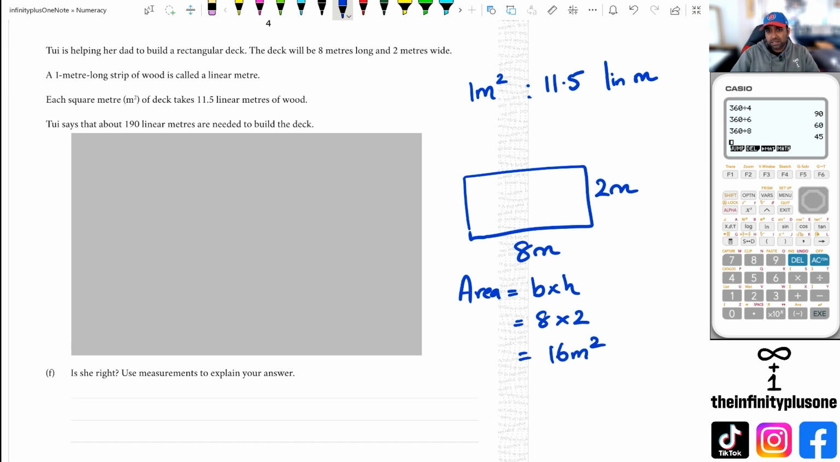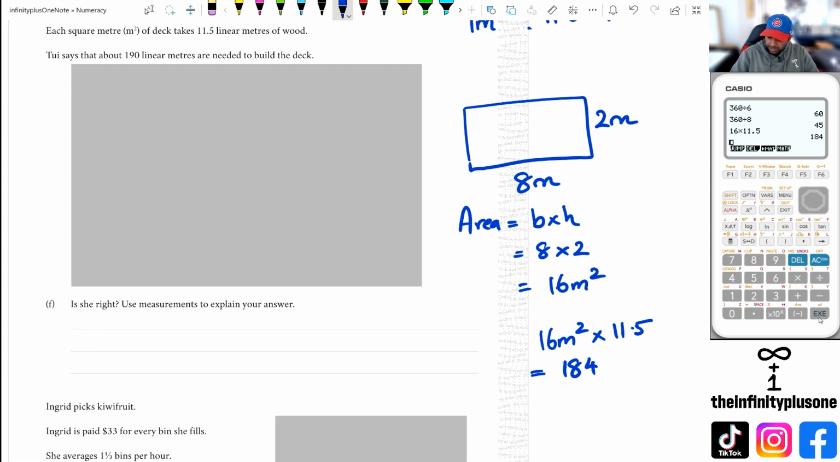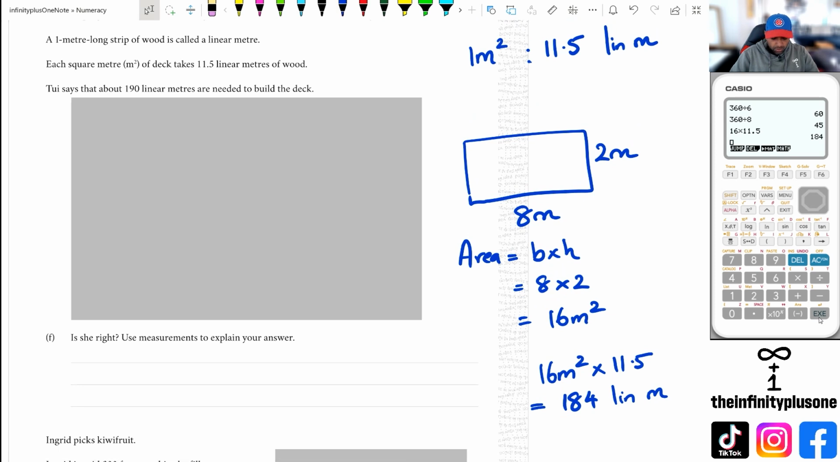Now it basically says that for 1 meter squared, it requires 11.5. So for 16 meters squared, we're going to do 16 meters squared times 11.5. But really what we're doing is just 16 times 11.5. And when we do this, we get 184. And this is 184 linear meters.